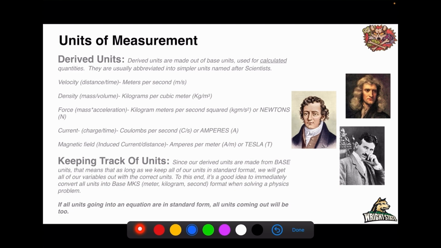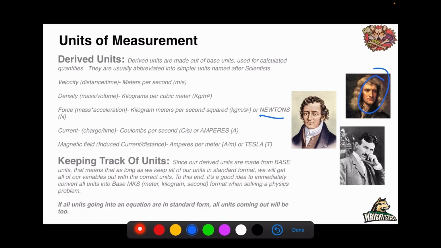Density, mass over volume, is going to be in kilograms over cubic meters. You could also, like I said earlier, write this as kilograms per liter if you wanted to, but usually you'll probably see this specifically in the form of cubic meter. Force, being mass times acceleration, is going to be kilograms times meters divided by seconds squared. That's the unit for acceleration. So kilogram meters per second squared is kind of a pain to say, so we're going to nickname that the Newton, named after Isaac Newton.